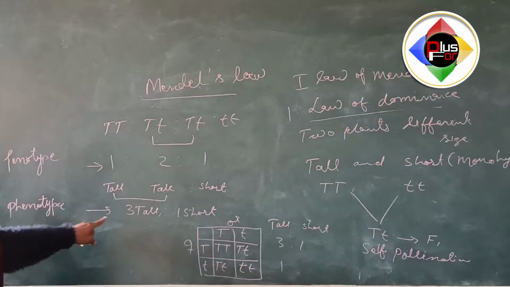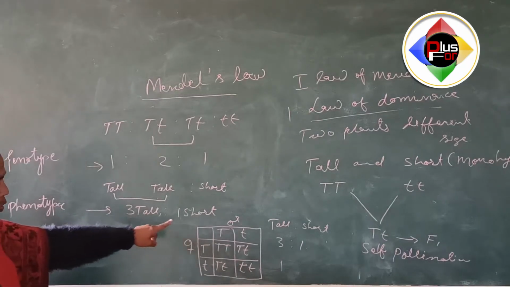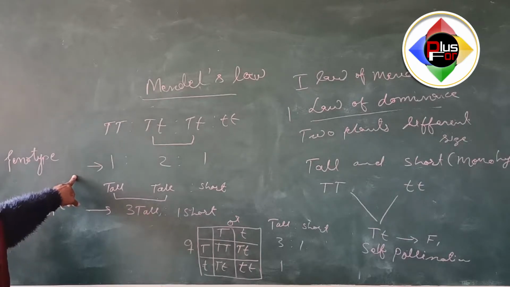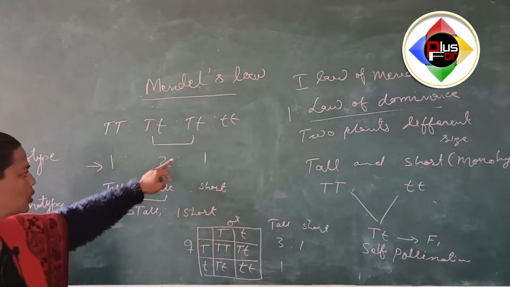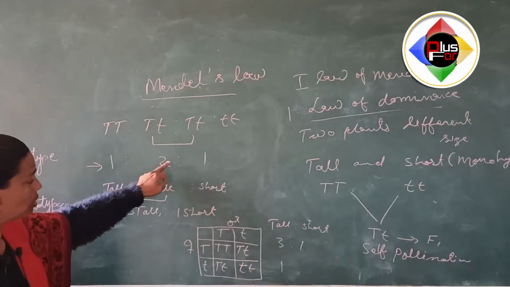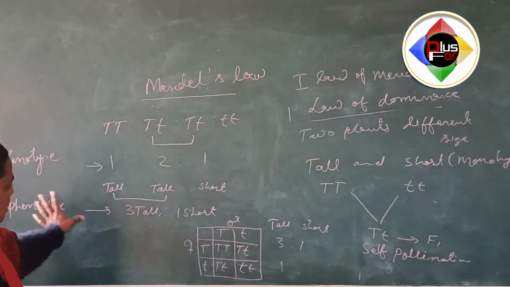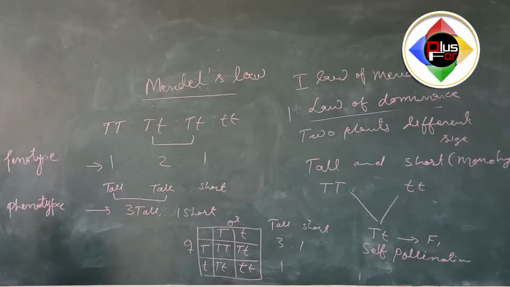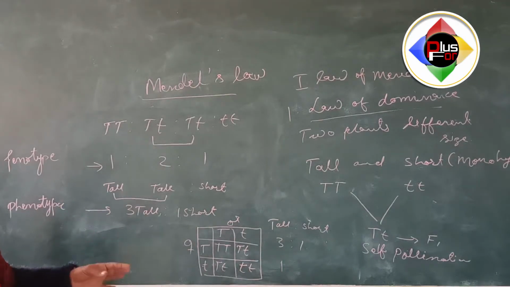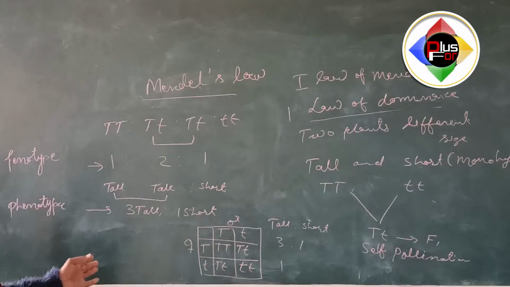This is the phenotype structure, three tall plants and one short plant, but the arrangement of genes is 1:2:1. It is pure tall, hybrid tall and pure short. This is called the law of dominance and the first law of Mendel. All the tall plants dominate over the short plant.